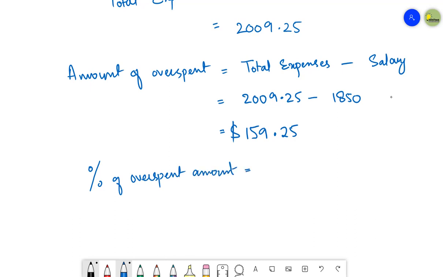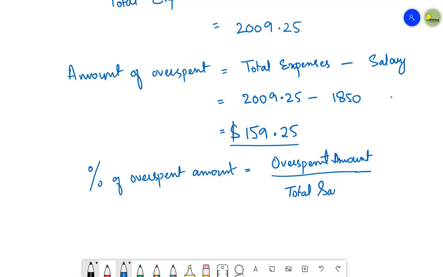So in order to find out the percentage, we can do one thing. Just write down the overspent amount that we have already calculated in the numerator. The total salary will be written in the denominator. This is the formula in order to calculate the percentage. Now this value will be multiplied by 100.